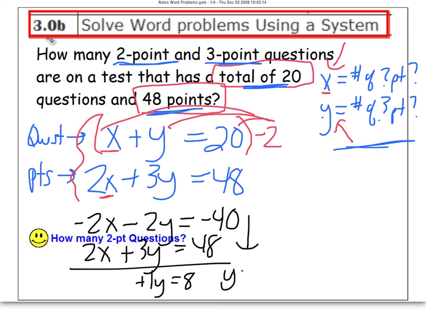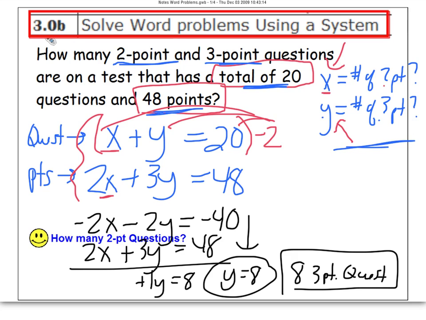So here we go, y equals 8. Now, you wouldn't go to your teacher and say, oh, y equals 8. You would say, what do you mean? You would come back and say there are 8 3-point questions. So that's part of the answer.